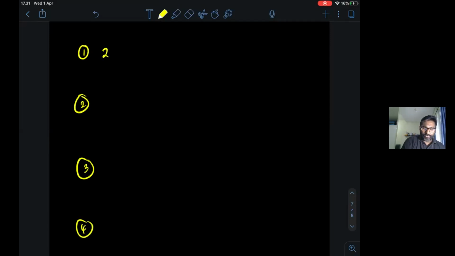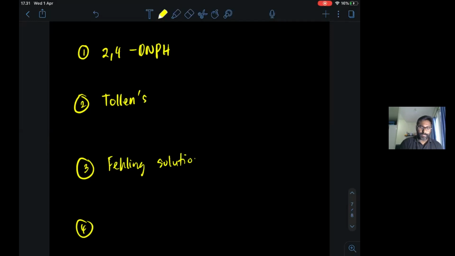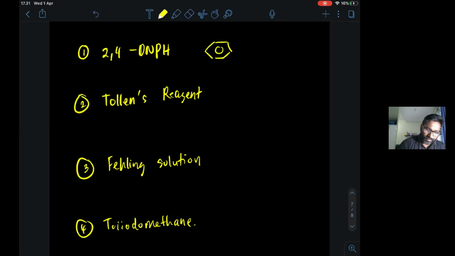There are a total of four things that we learned today. One is 2,4-DNPH. Second is Tollens. Third is Fehling solution, Tollens' reagent. And the last one is the triiodomethane reaction. If you look at 2,4-DNPH, you need to know the structure, because it's actually a molecule.